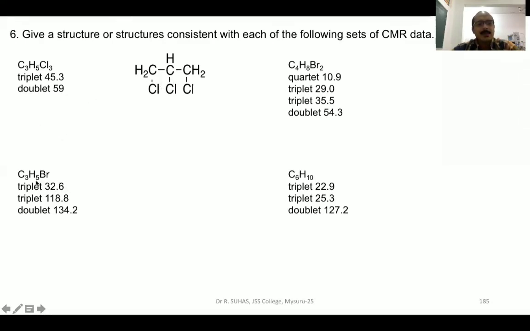The next problem is C3H5Br. So it is a bromo-containing compound. One is triplet coming around 32.6. Another one triplet coming around 118.8. Another one doublet coming around 134.2.